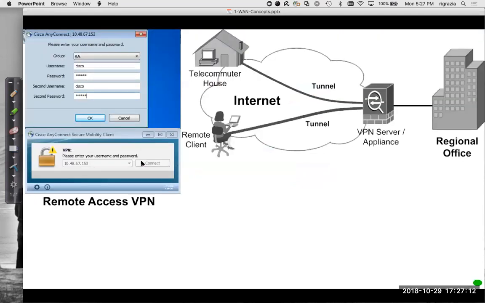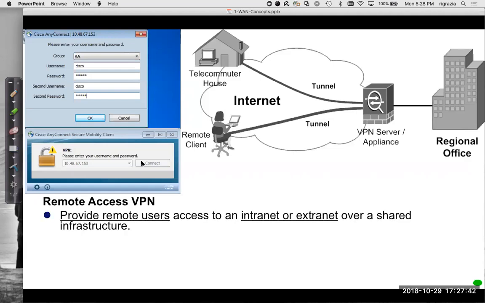The other type of VPN I want to mention is remote access VPN, and this is typically how we access from home, from a hotel room, or from a cafe. Here it looks like we're using the Cisco AnyConnect client, which is one that I use. Of course, that password's not looking real good, only 5 characters. But anyway, remote access VPN provides remote users access to the internal network over shared infrastructure over the internet.